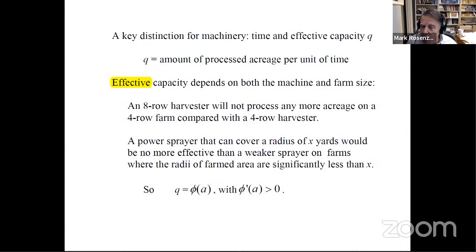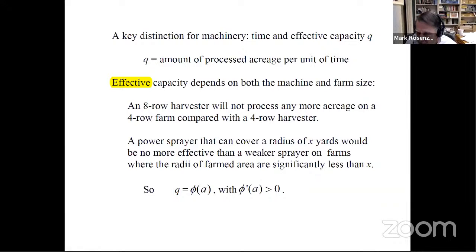However, if you only have 4 rows, you can't take advantage of an 8-row harvester. So the capacity of the machine that's relevant for your scale of operation is going to be different depending on that scale of operation. Second example, power sprayer. So power sprayers can cover different radii. A high power sprayer might cover an area of an acre, say. A low power can only do 1/10 of an acre.